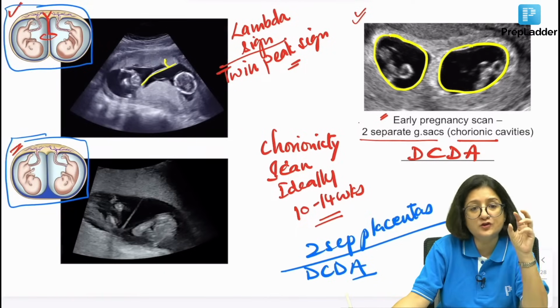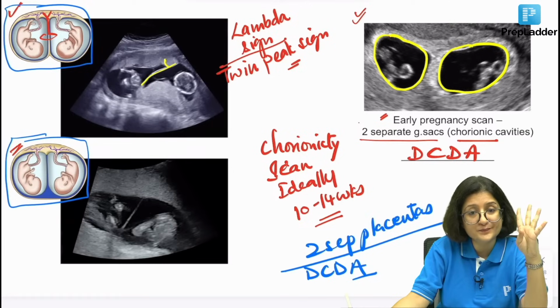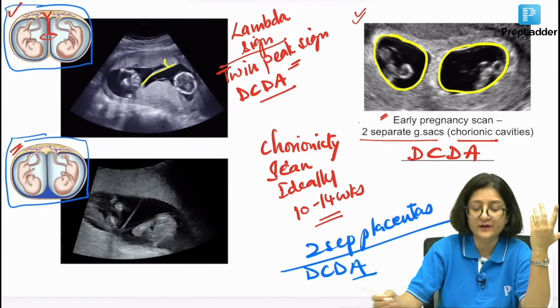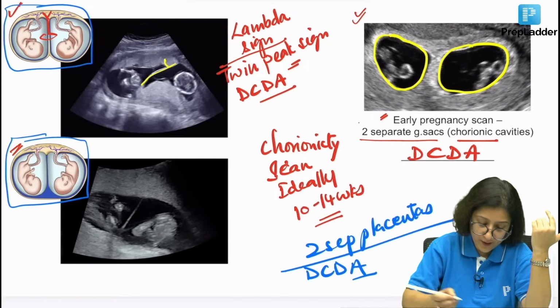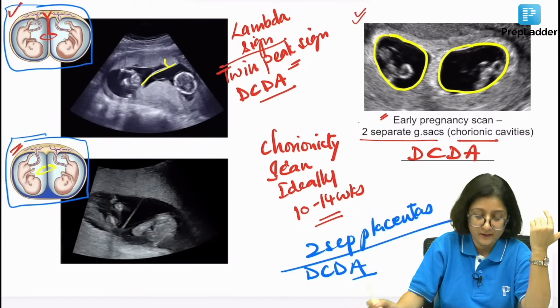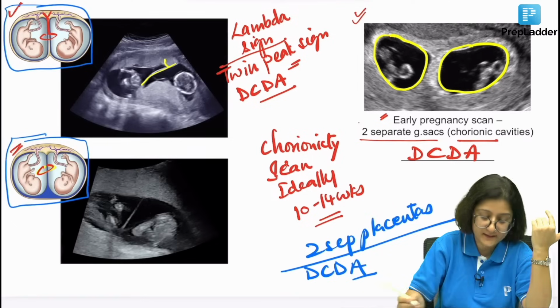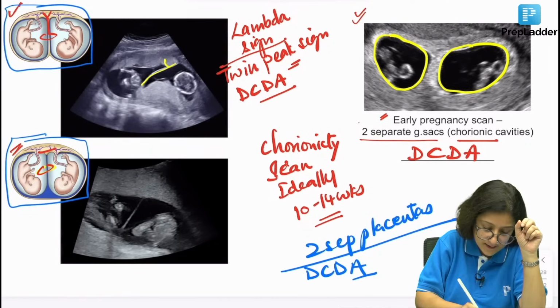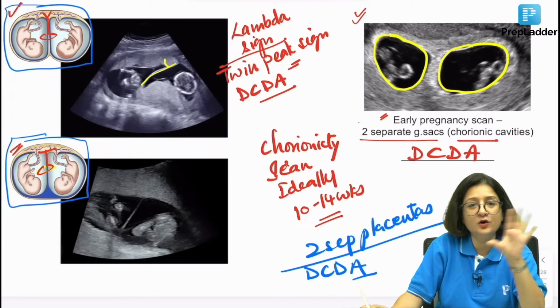Intertwin membrane is also thicker, has 4 layers, 2 amnion, 2 chorion. So this is dichorionic diamniotic, right? Image, lower image, can you see here? Look at the intertwin membrane. Look at the diagram and try to compare. See, intertwin membrane thinner, only 2 layers, and there is no dipping chorion.